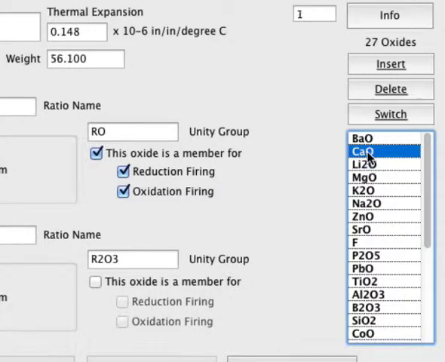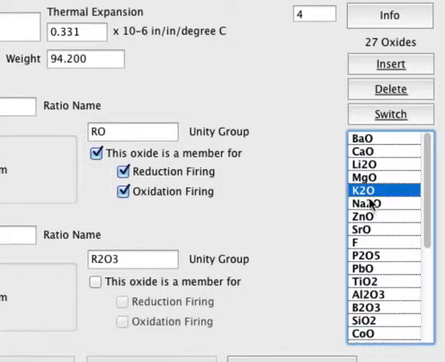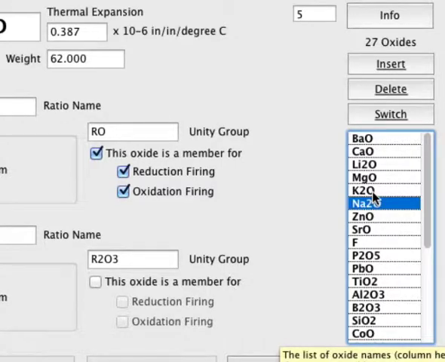Let's compare CaO 56.1 with SiO2 60.0. So they're about the same. But remember, they're about the same as oxides, not as materials, as the materials that deliver them have their own issues. How about sodium and potassium? Potassium is 94.2, sodium 62. And yet these two oxides have very similar influences on glazes, but they exert those influences by numbers of molecules, and so you have to substitute them, keeping that in mind.